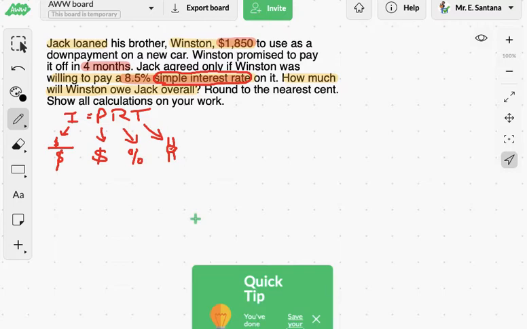P is principal, which is the starting amount of money. So in this particular case, we know that this is 1,850. We know that the rate is 8.5, but we're going to take another look at R because R needs to be 8.5 divided by 100 in order for us to have it in the equation. So this is 0.085. Okay, so that's what R is going to be. So this is being multiplied by 0.085.